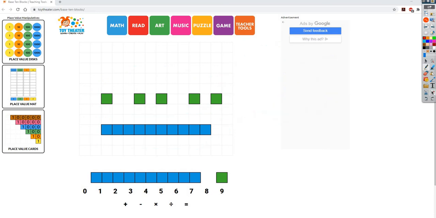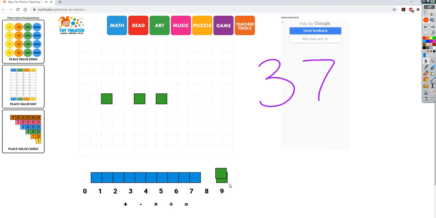Let's try another one. What if this time I have the number 37? Am I going to want to pull up, I'm going to move these down. There we go. Am I going to want to pull up 37 of these? Probably not. I bet there's an easier way to show the number 37 instead of having to go 1, 2, because that would take forever.